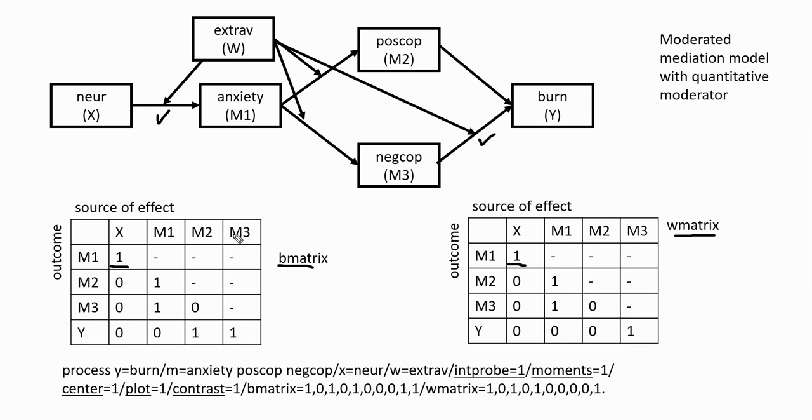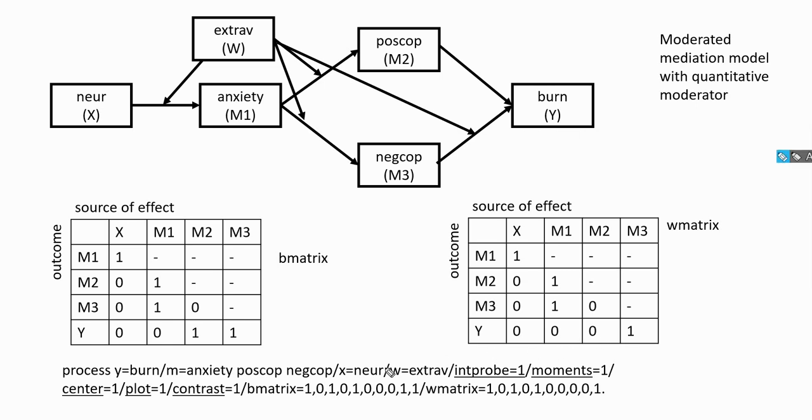And then with respect to the effect of M3 on Y, basically negative coping on burnout, we are going to now treat that path as being moderated by extroversion. So we're adding in a 1 right here. So those are the two differences between this model and the last model. So with respect to our W matrix, these are the values now that we will include for that.